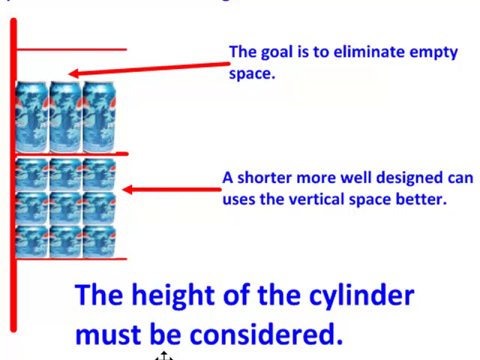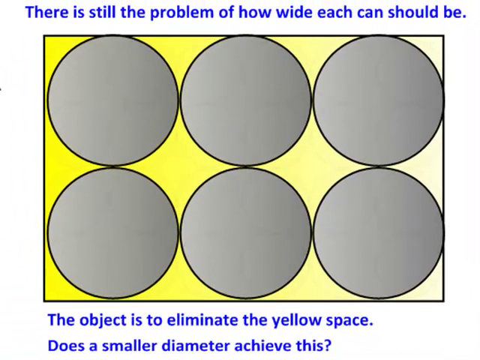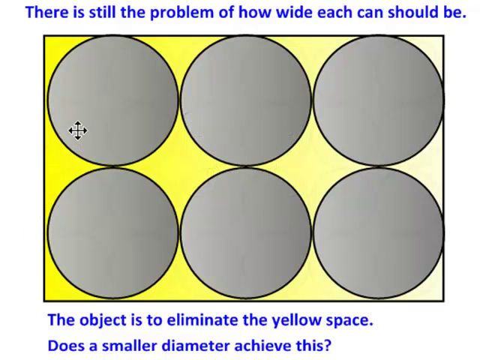The height of a cylinder must be considered when we're looking at getting the best use of our shelving space. Another consideration is the problem of how wide each can should be. Here we have 6 cans sitting on a shelf. There's a fair amount of yellow space between the cans though. The object of a designer is to eliminate the yellow space. So we'll ask the question, does a smaller diameter achieve this? We'll take a look at what happens when we look at a smaller diameter can.